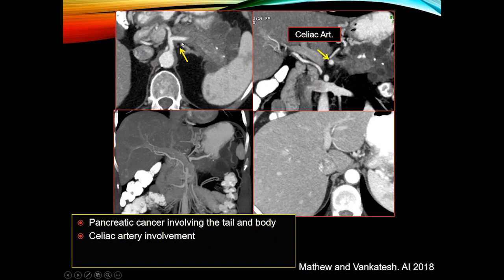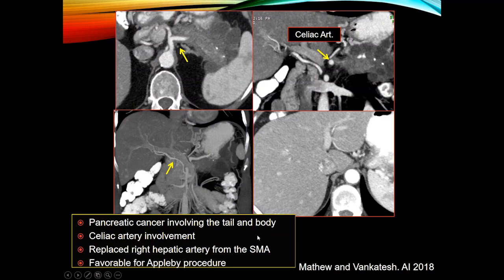However, what's interesting to note in this patient, they also have a replaced right hepatic artery, meaning the right hepatic artery is arising from the SMA. That means that a lot of the liver is still supplied by this right hepatic artery. So if the patient responds to chemotherapy, they can be considered for something called an Appleby procedure, which is when they remove the celiac trunk, knowing that there will be sufficient supply by the hepatic artery arising from the SMA. So these are important things to note.